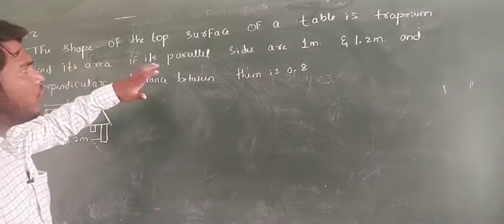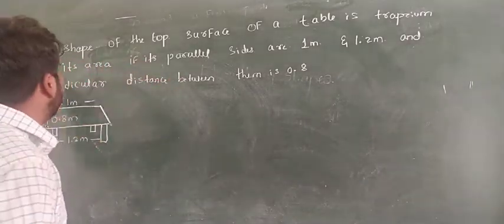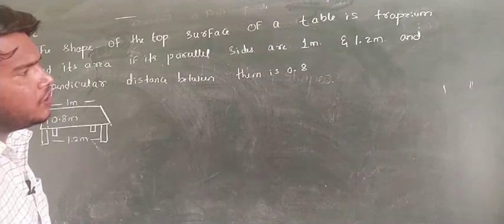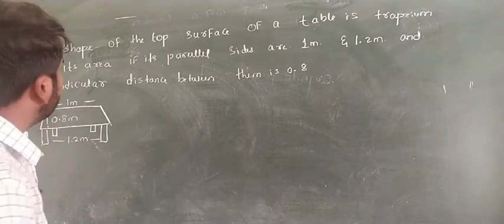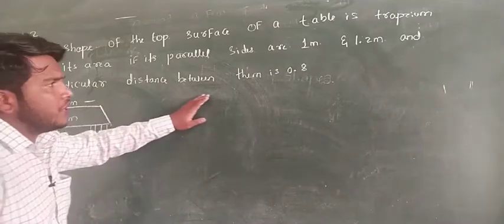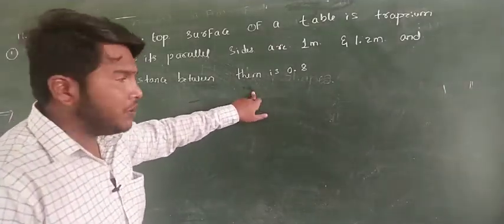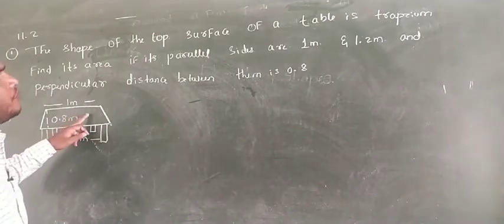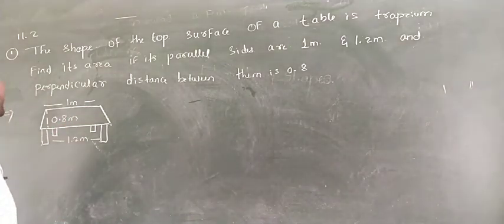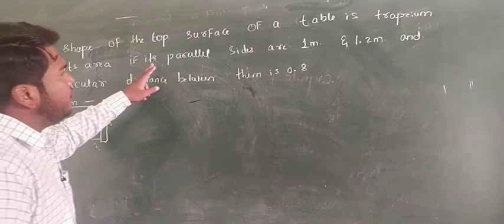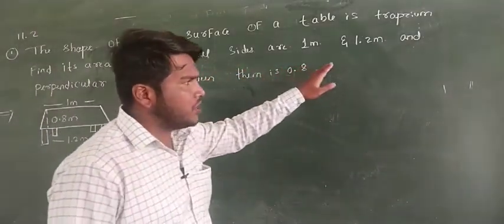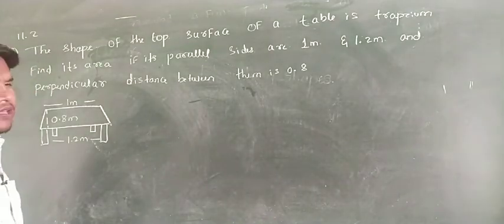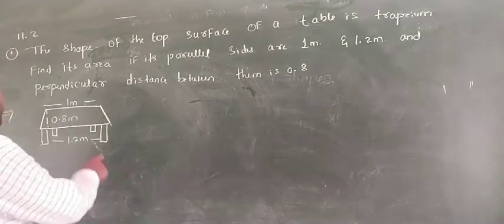The shape of the top surface of a table is a trapezium. Find its area if its parallel sides are 1 meter and 1.2 meter and the perpendicular distance between them is 0.8 meter. So this is the figure.